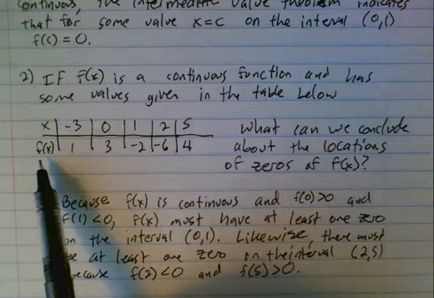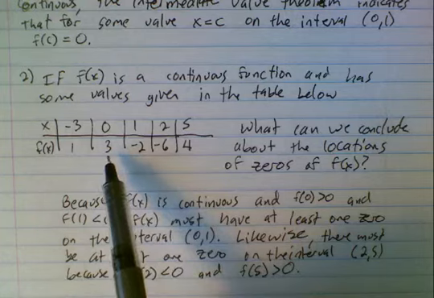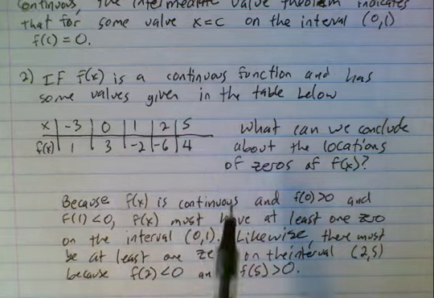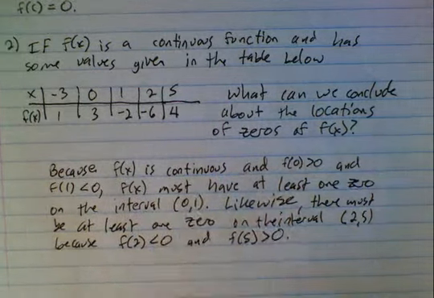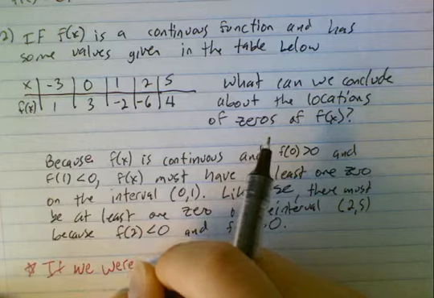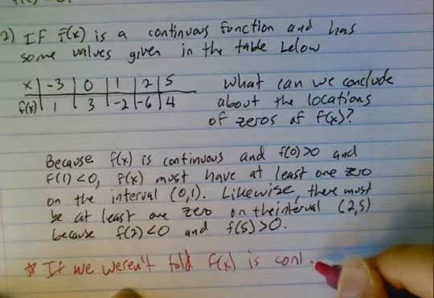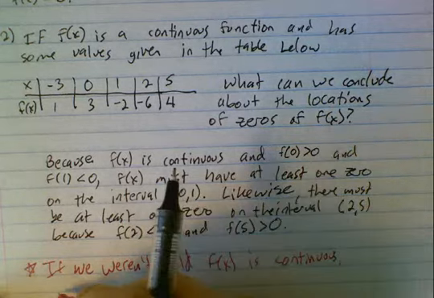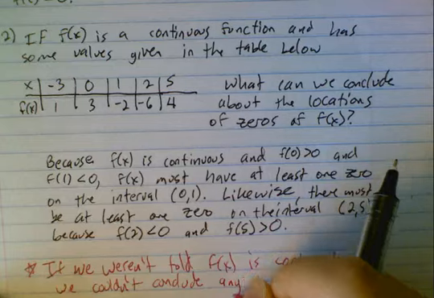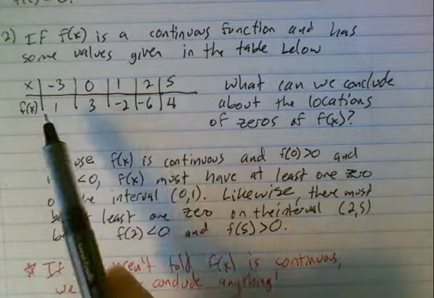So like here, maybe f of x is positive at x equals negative 3, negative at x equals negative 2, and positive again at x equals 0. So there might be additional ones, but these are the only ones that we know for certain have to be there. Note again, if we weren't told f of x is continuous, we couldn't conclude anything. Because if it's not continuous, maybe these are the only points on there.